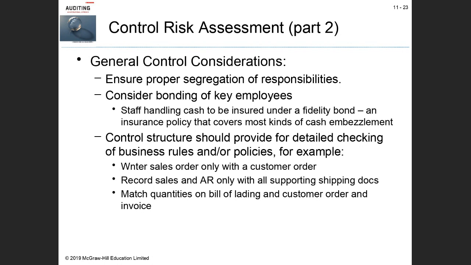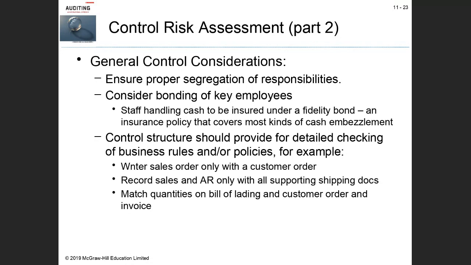We want the quantities on each of those documents to be the same. If they're the same, that means the number of goods the customer ordered equals the number of goods being shipped, which equals the number of goods being invoiced. So the matching of the quantities would be an application control within the revenue receivable receipts cycle. Of course, there are many application controls within each of the cycles, and those detailed application controls are also on the internal control questionnaire.